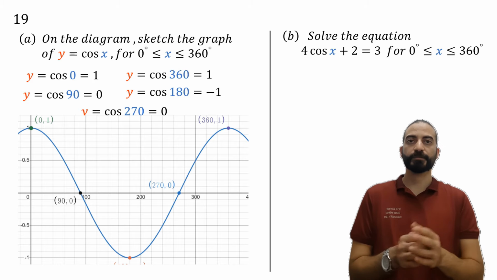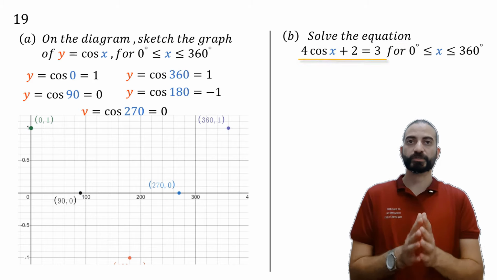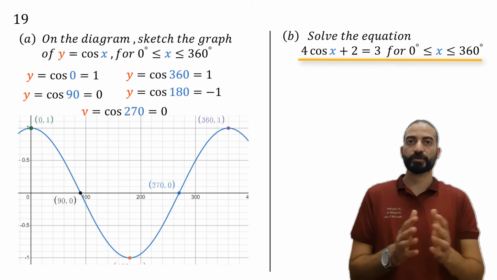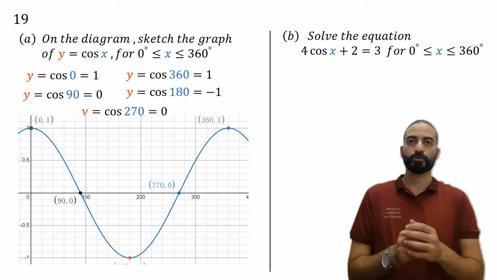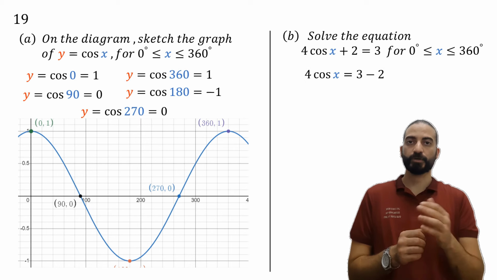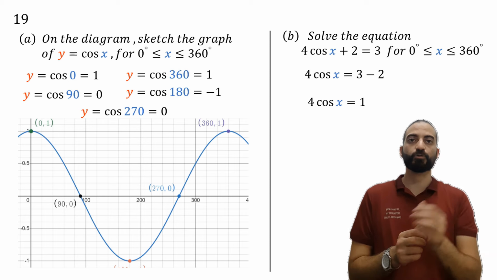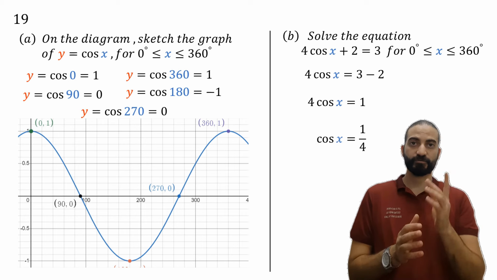Now we move to part B. Solve the equation cosine x plus 2 equals 3 for x between 0 and 360 degrees. So we must obtain x. We take 2 after the equal. Now we also take the 4 after the equal. Now we get this form.